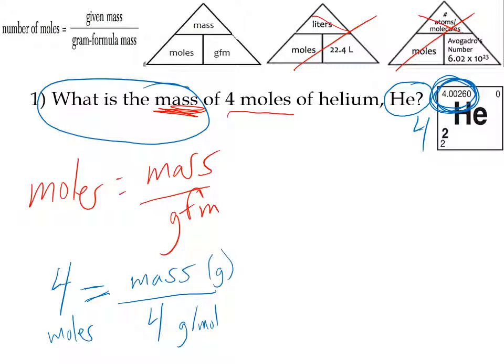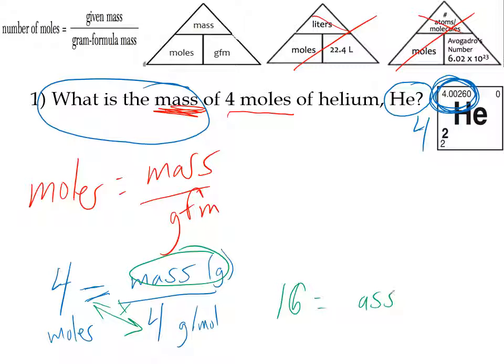And then we do our math. We've got 4 equals what is essentially x over 4. To do this, we can cross multiply. I'm going to multiply the 4 by the 4. I'm going to multiply these two things. So 4 by 4 is 16. And that's going to equal this unknown that we had over here. That's going to be my grams.